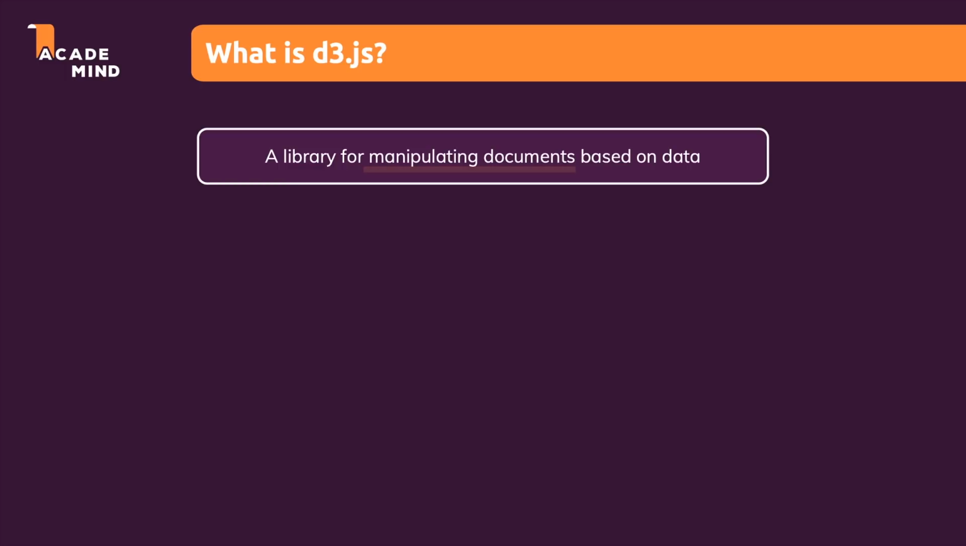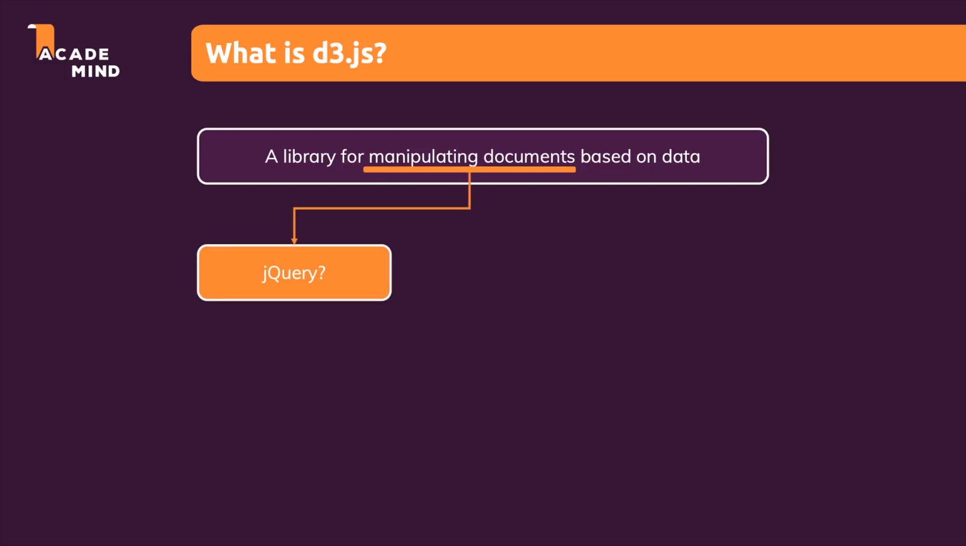It's a library for manipulating documents. So is it like jQuery maybe? Because jQuery, if you know that, used to be very popular in the past. jQuery also is a JavaScript library for, in the end, manipulating documents. So manipulating the DOM, and that is what documents here means. It typically means HTML documents. So is it like jQuery?